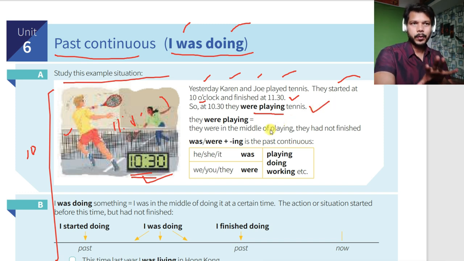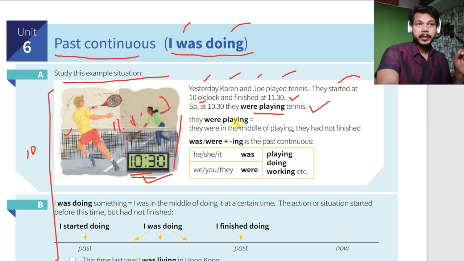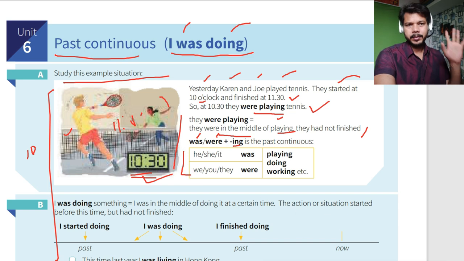Now, what does this book want to tell you? I will just make you understand within some seconds. Let me read this too. They were playing is equal to they were in the middle of playing. They had not finished. Now, if you want to know about the helping verbs and all, you already know was, were, and the main verb should be ing. So now let me make you understand the way I want.